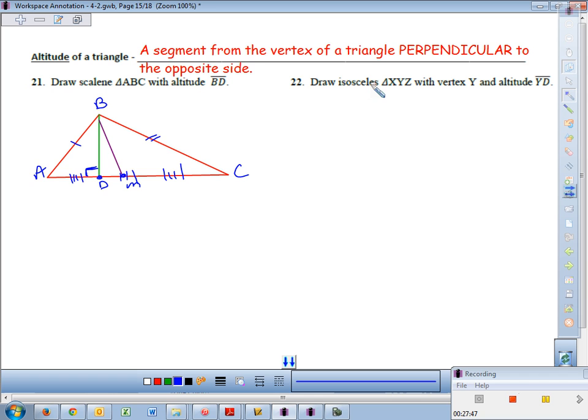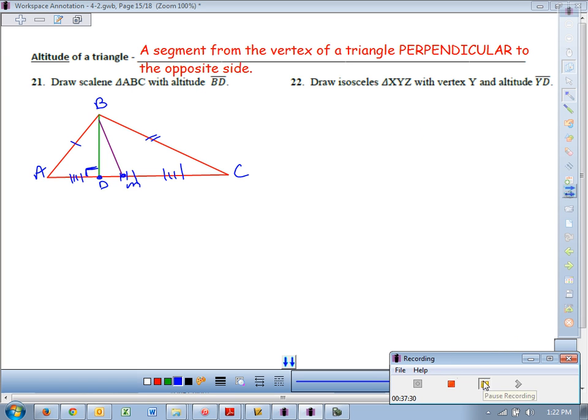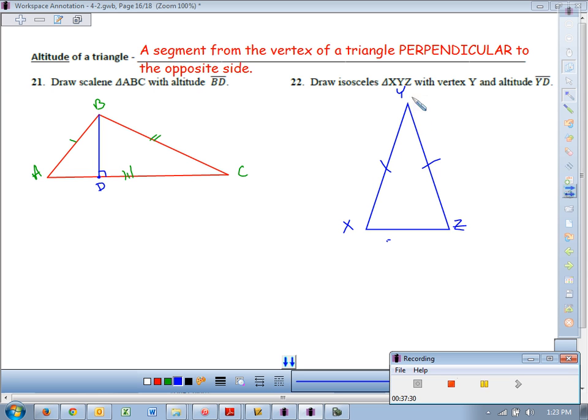22. Draw isosceles triangle XYZ with vertex Y and altitude segment YD. Get it done. Pause the video. Get that drawn. I got my XYZ. Y is the vertex. It's isosceles with these markings. Now I need altitude YD. Means I got to go from Y. And where am I going? If it's an altitude, where am I going? Perpendicular to the opposite side. Need a right angle box. They want that point to be a D.